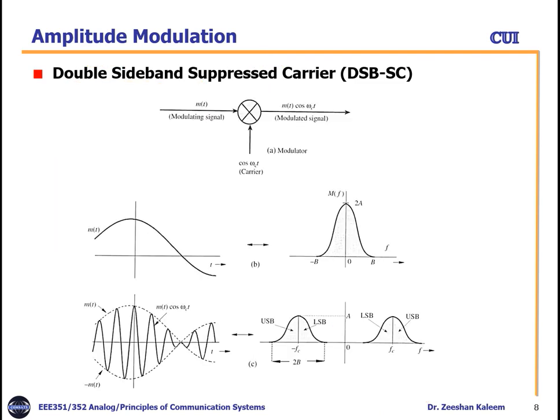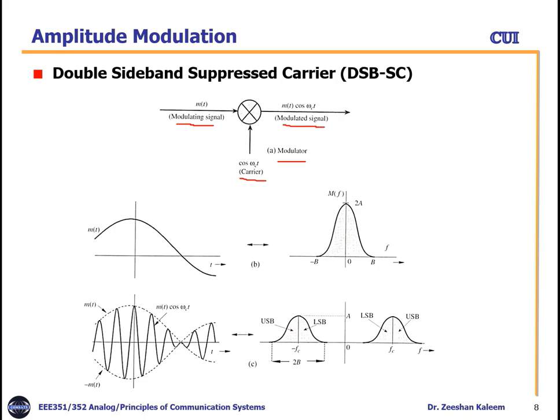So let's start with the pictorial view and the block diagram. How does the block diagram of double sideband suppressed carrier look like? This is our message signal m(t), which we call the modulating signal, and this is our carrier signal, cos(omega_c t). After passing through the modulator block, we get m(t) cos(omega_c t), and we name it the modulated signal.